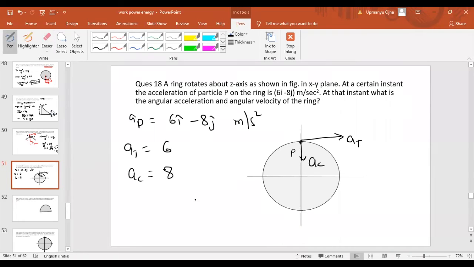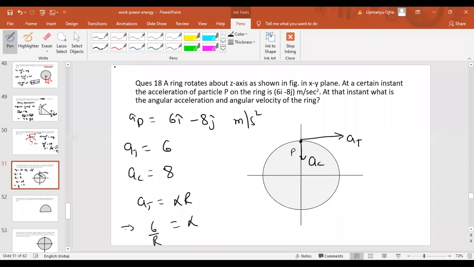Now we know the tangential acceleration AT must be equal to alpha into r. So we can write 6 equal to alpha r. The radius of the circle is not given to us. So we can say that alpha must be equal to 6 by r.